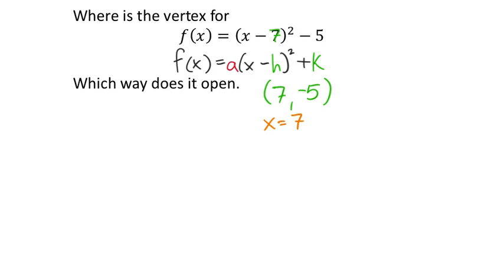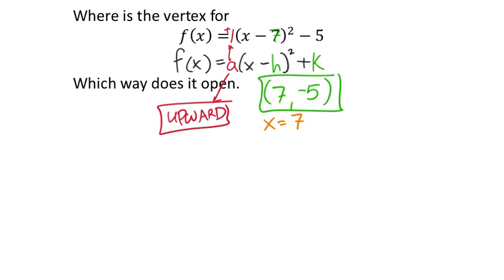But then it says, which way does it open? Well, that depends on the a value, but it's not showing one. So you've got to be careful. Hopefully by this time we understand that there is one there, no pun intended. You just can't see it. It's 1, and that 1, by the way, is positive. Since a is positive 1, that means this one is going to open upward.